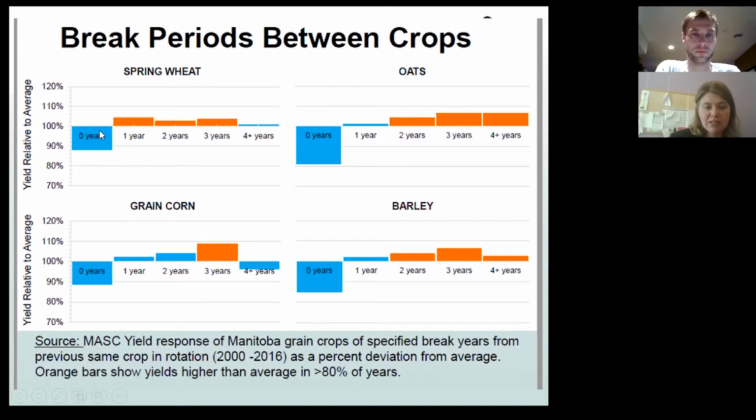So spring wheat on spring wheat is bad. If you have a 1 year break, 2 year break, or 3 year break, you're seeing over 80% of the time you're getting an increased yield. In oats, it's a no break or a 1 year break. You really need that 2, 3, or 4 year break before you're seeing a consistent increase in yield. Grain corn, it's actually a 3 year break. Barley, 2, 3, or 4 year break.